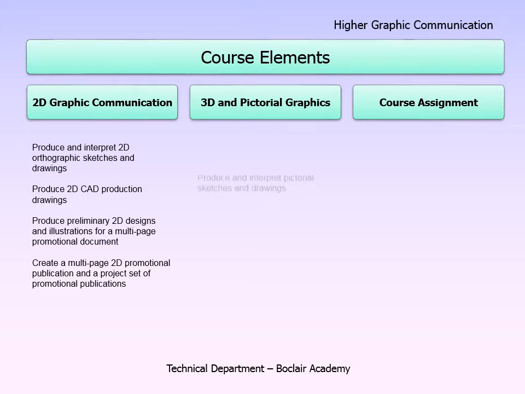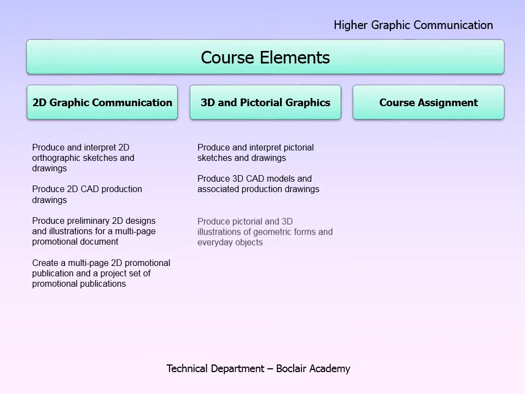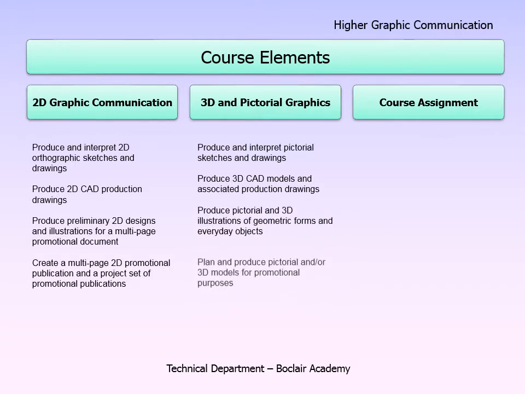In 3D and pictorial graphics, you'll be looking at producing and interpreting pictorial sketches and drawings. Again, producing them, we'll be looking at maybe perspective sketches or isometric sketches. Producing them as drawings, well, again, we'll look at things like planometric, isometric, oblique. Producing 3D CAD models and associated production drawings. This is a huge amount of the course.